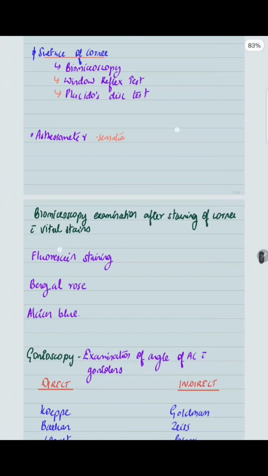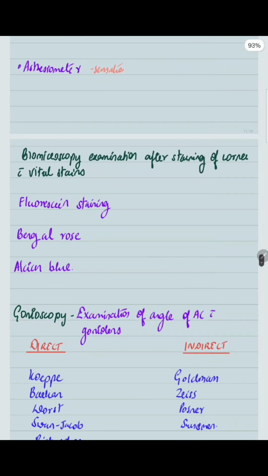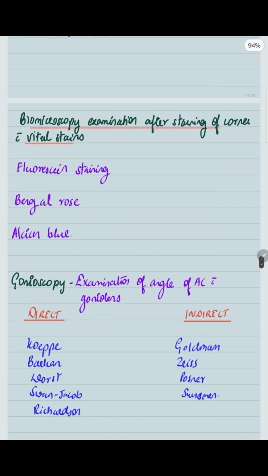Now biomicroscopic examination after staining of the cornea with vital stains. For fluorescein staining, the area of denuded epithelium appears brilliant green. Rose Bengal stains diseased and devitalized tissues.